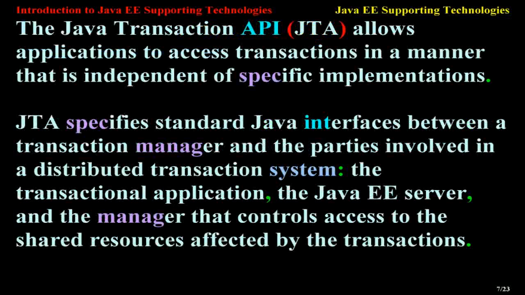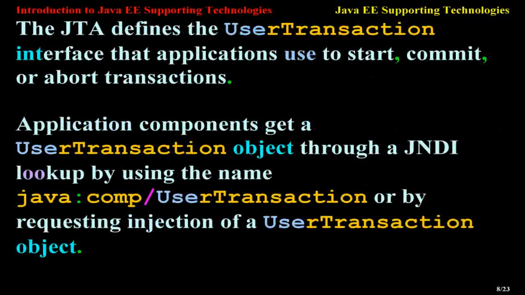The transactional application, the Java EE server, and the manager that controls access to the shared resources affected by the transactions. The JTA defines the UserTransaction interface that applications use to start, commit, or abort transactions. Application components get a UserTransaction object through a JNDI lookup by using the name java:comp/UserTransaction or by requesting injection of a UserTransaction object.